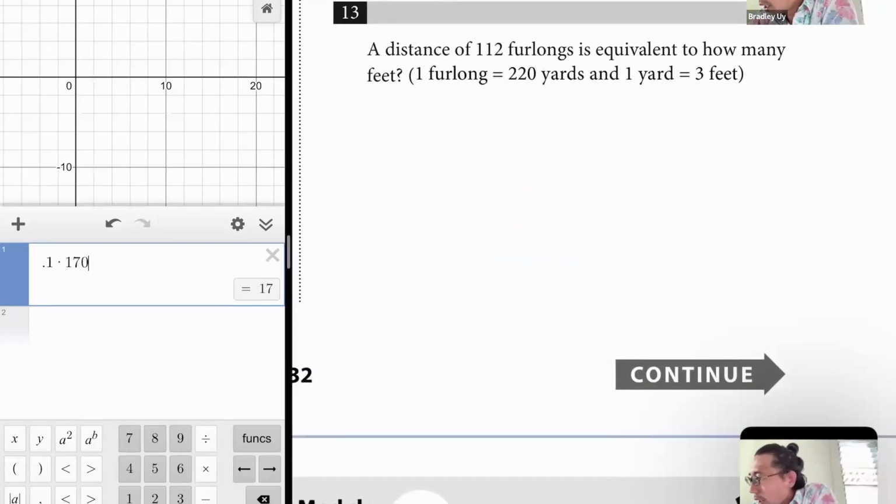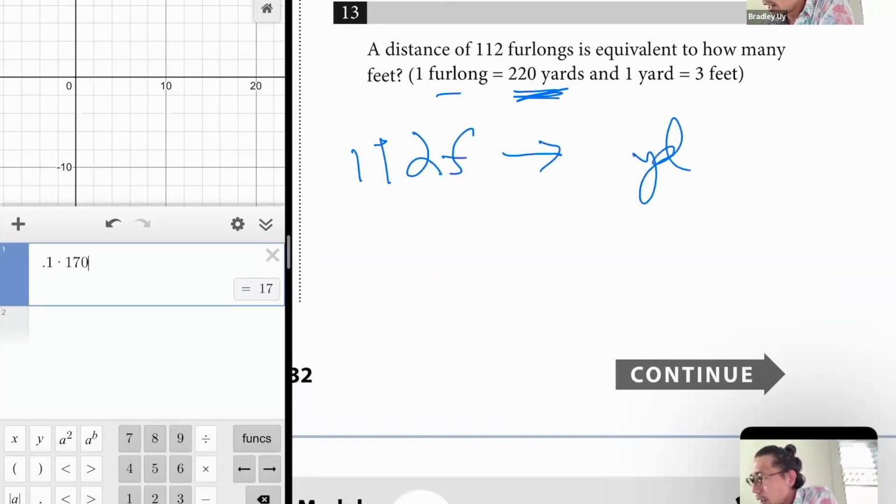112 furlongs, and we're told 1 furlong is 220 yards. So what we're going to do is take this 112 furlongs and convert it to yards first. And then after that, we're going to convert it to feet, because we want to know how many feet there are. All right, so in 112 furlongs, there are how many yards? Well, 1 furlong is 220 yards, so 112 furlongs must be many more yards.